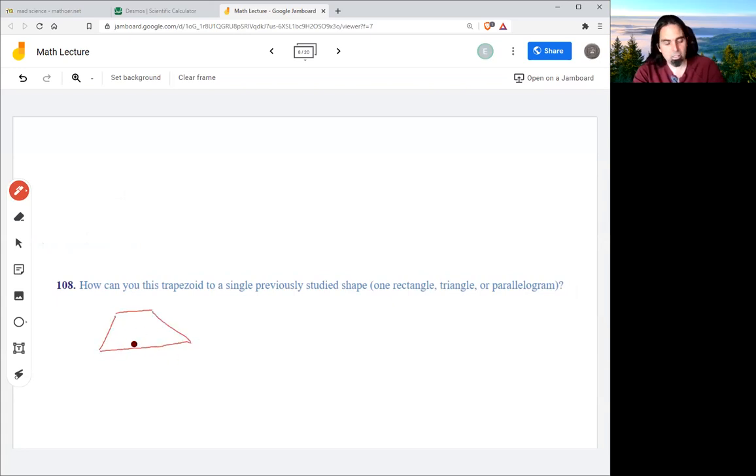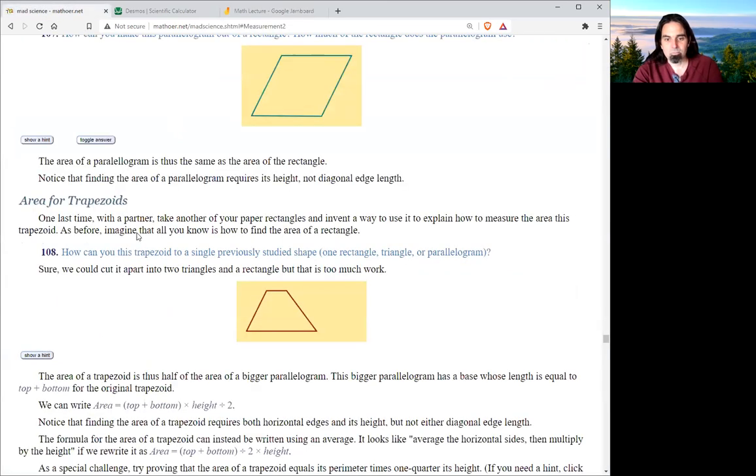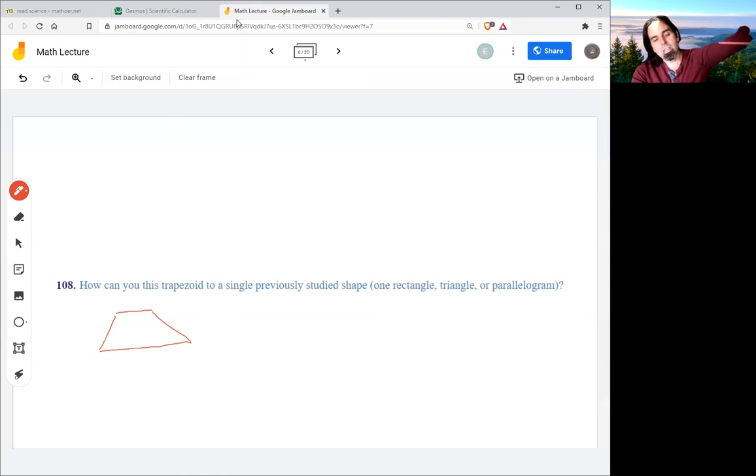A trapezoid has 4 sides. None of them have to be the same as any other. And the 2 diagonal sides don't have to be equally slanty. So that's a trapezoid. This is following a theme of what we did last class.